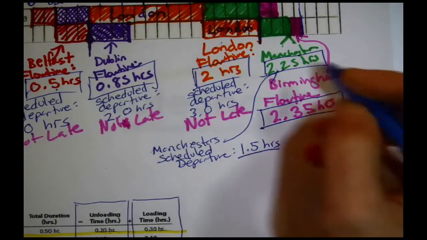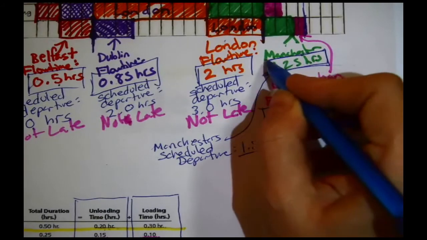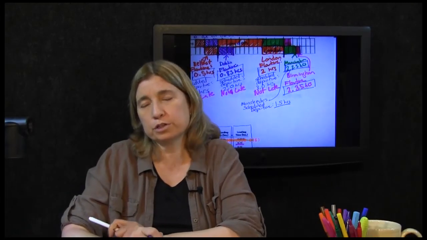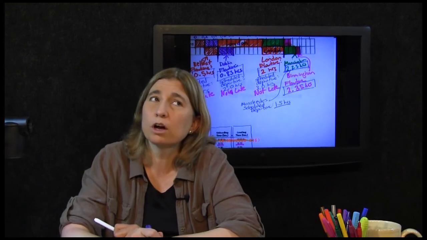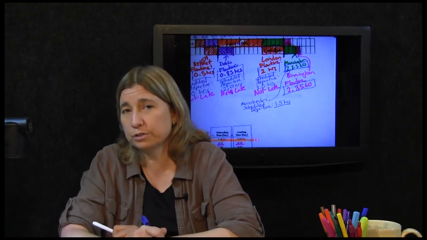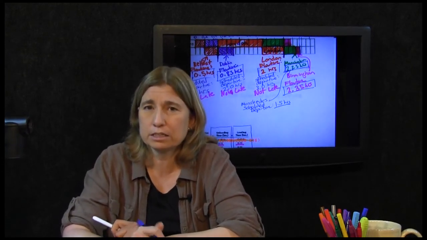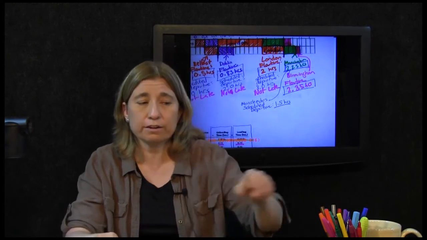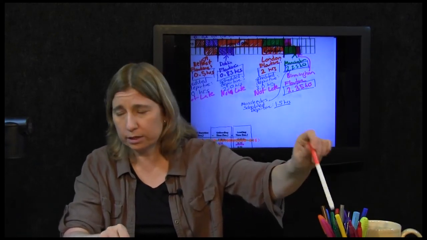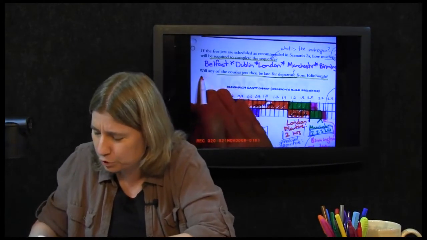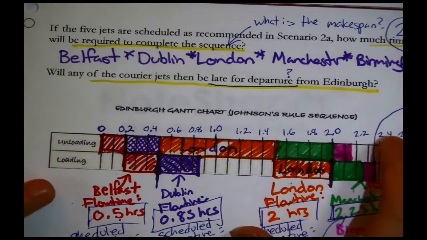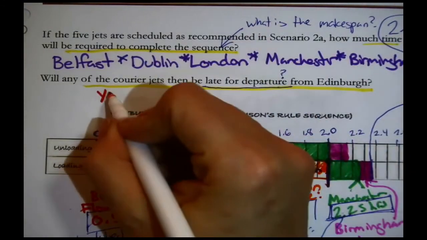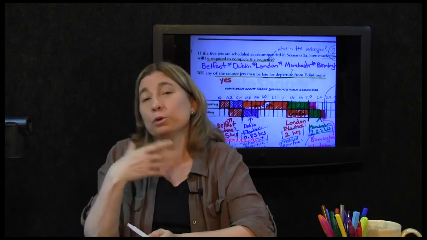If we follow the Johnson's rule sequence, that particular flight will be finished in 2.5 hours. Its flow time is larger than its due date. That is lateness. That's tardiness. That flight is not going to make its scheduled departure time. So the absolute short answer to the question up above is simply yes, because what the question asks is, will any of the jets be late? It would be nice to provide a little bit more information.